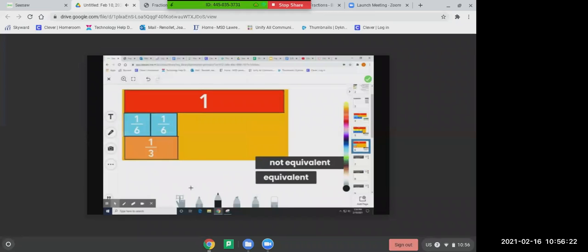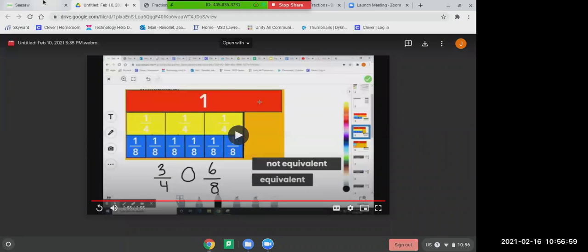Let's do one more. Here I see 2/6 compared to 1/3. Are these two fractions equal? You guessed it, we would use the equal symbol to identify the relationship in the comparison, and the vocabulary we would use is equivalent. 2/6 is equivalent to 1/3.